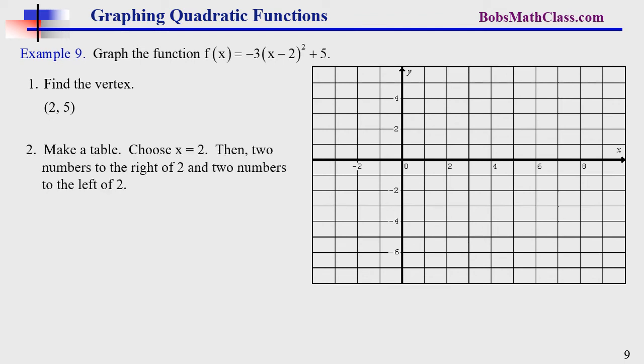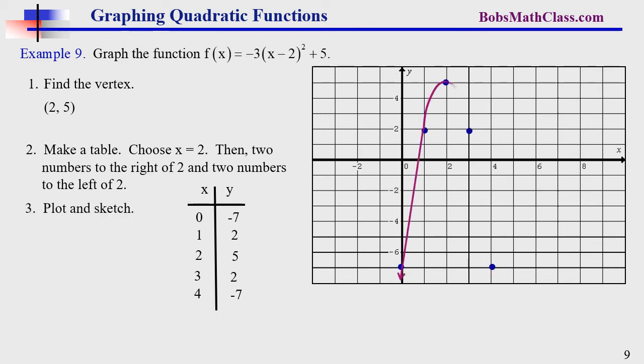So when you make your table, just make sure you have the number 2 in the middle, and then choose 2 numbers to the left of 2 and 2 numbers to the right. So 0 and 1 and 3 and 4. Use your calculator to get those for you or plug them in by hand, up to you. All right, now sketch it. And there's your graph.